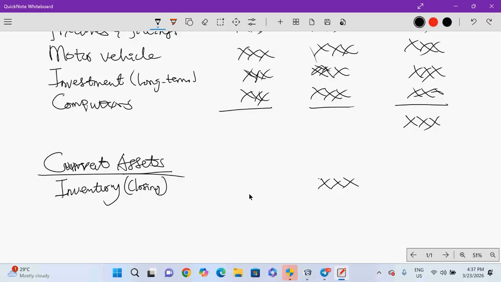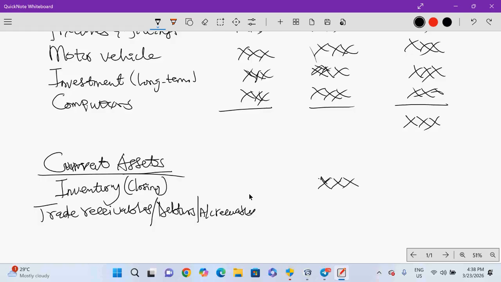What else? Trade receivables. Sometimes, I'm sure you know, another name for trade receivables is what? Debtors. The debtors or accounts receivable.